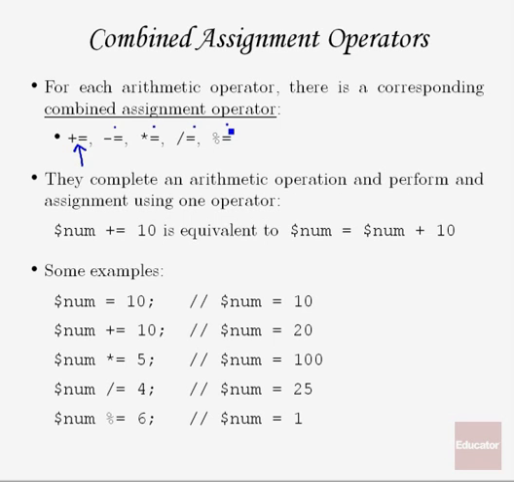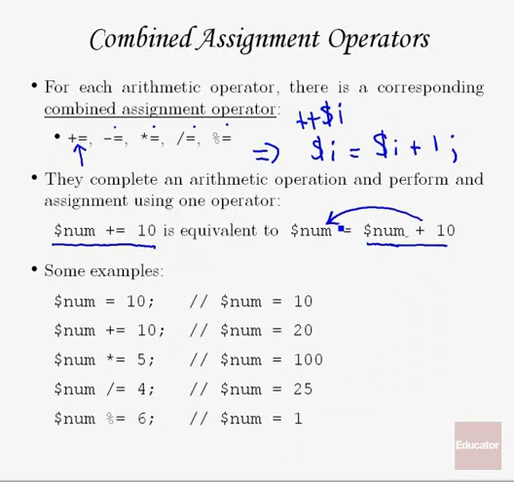Basically, it's kind of like when we had i plus plus, we said that was the same as if we did i equals i plus 1. That's kind of how these combined assignment operators work. So num plus equals 10 is the same as saying num is equal to the value of itself, or at the beginning of the statement, the value of num plus 10. So what it does is it adds 10 to whatever num is and then reassigns the value to that variable.